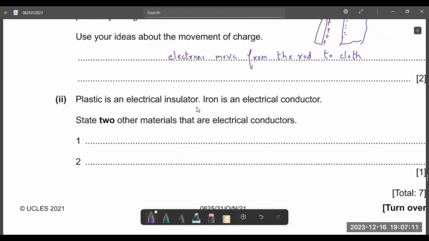Next, plastic is an electrical insulator. Iron is an electrical conductor. State two other materials that are electrical conductors. Copper is a good conductor. Aluminum is also a good conductor.